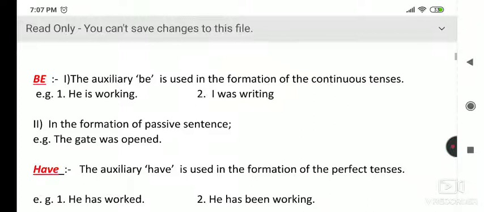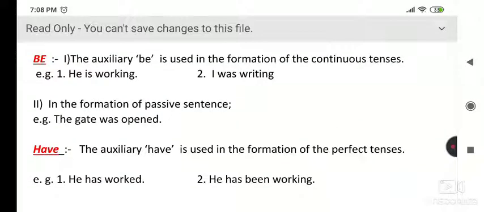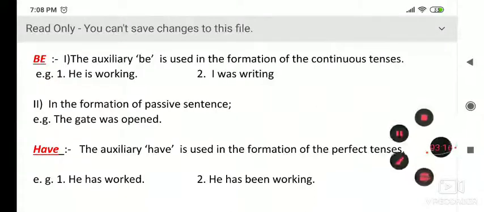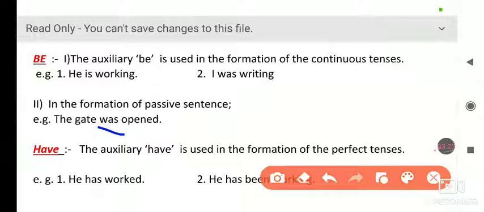Next, it can also be used in the formation of passive sentences such as the gate was open. Okay, the gate was open. So here was is the verb which is used in the sentence.